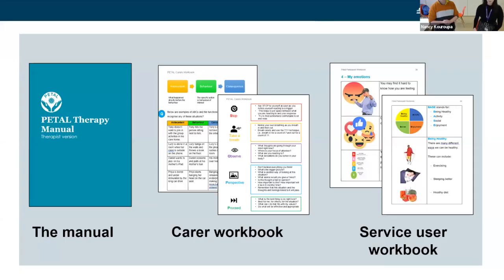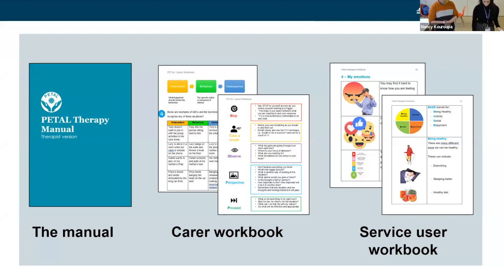So this is the manuals. We've got printed copies of everything. It's quite a hefty manual, and it has session outlines for every single module, and also session plans, which are scripted for the therapist, particularly if they're delivering the therapy for the first time. So we have really given detailed information that can help them to deliver the therapy.